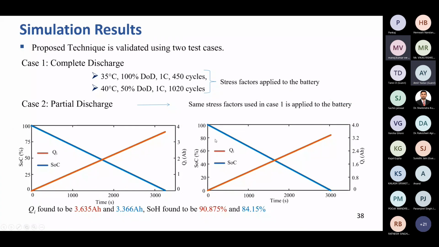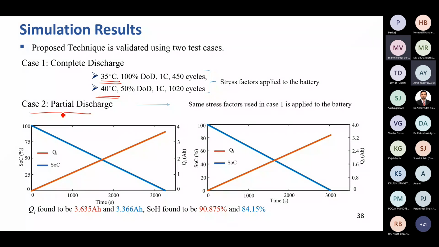We have done some simulation results where we tested our algorithm for a complete discharge at different temperatures, 35 degrees and also 40 degrees, for 450 cycles and also 1020 cycles. Every day in our lab we had two batteries that we charged and discharged daily, so that we can have cycle variation, operated for different cycles and also for different temperature heating effects.